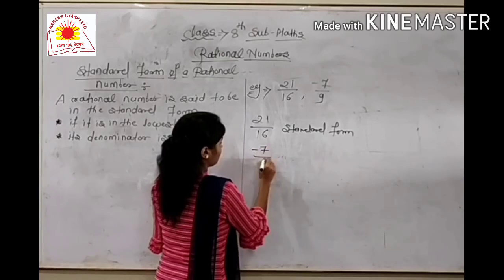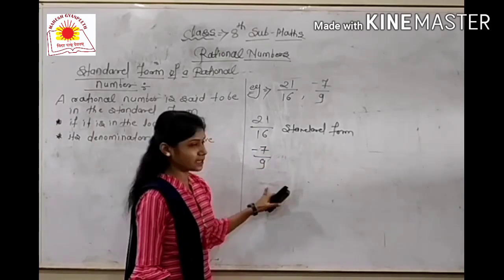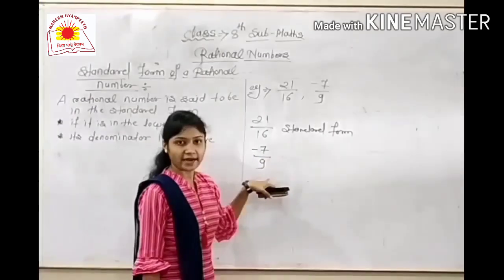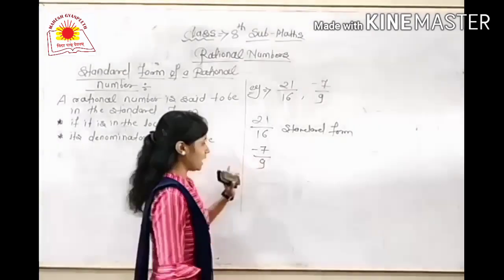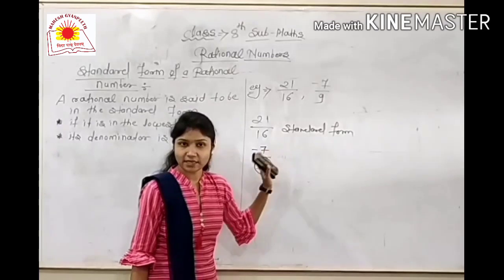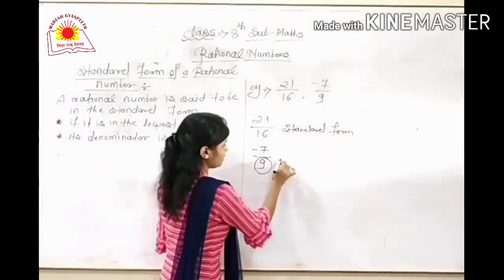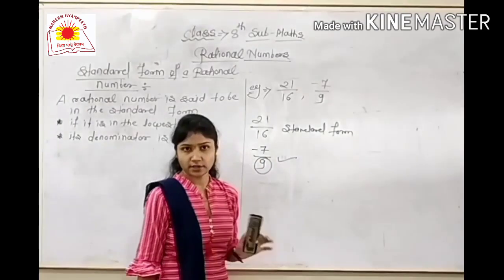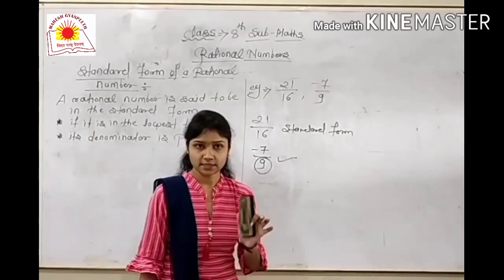Another example is minus 7 upon 9. See here, minus 7 upon 9. Again, it is in the lowest term, and their common factor is 1. And the denominator is also positive. Then minus 7 upon 9 is in the standard form. With these steps, you can identify the standard form.